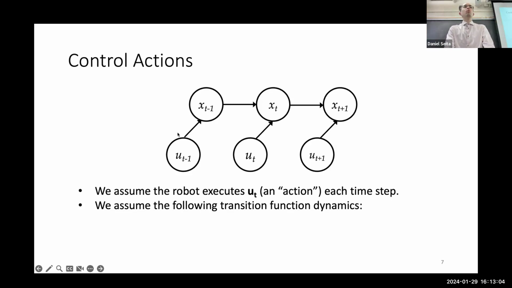And the way that we will assume this affects the state is that for every given time step, you have ut, that's the action that the robot takes at this time step. Then it will affect xt along with xt minus one, because the current state should depend on what the state was at the prior time step plus what the robot did.